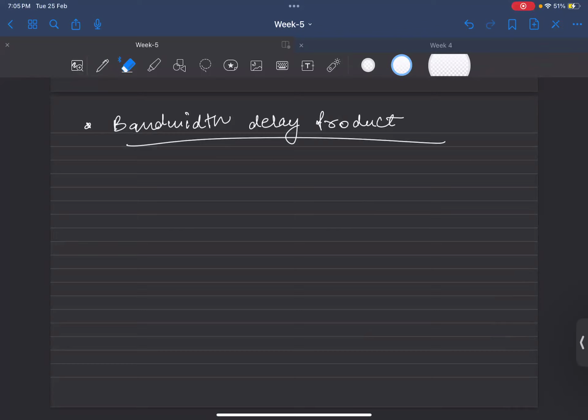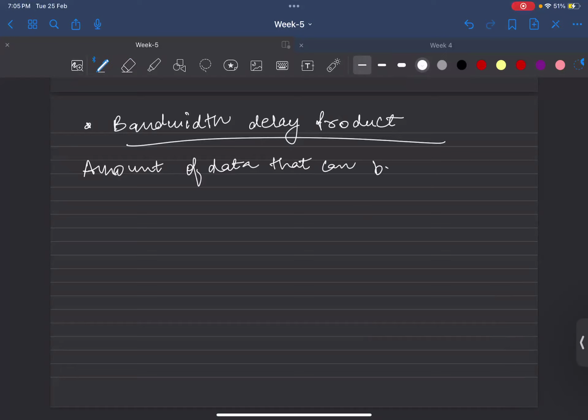It is a parameter used to determine window size. Basically, it is bandwidth into transit delay, the end-to-end delay. So basically, it is an important factor to determine which type of protocol we have to use. Or in simple words, the amount of data that can be transmitted in a given time, that is bandwidth delay product.